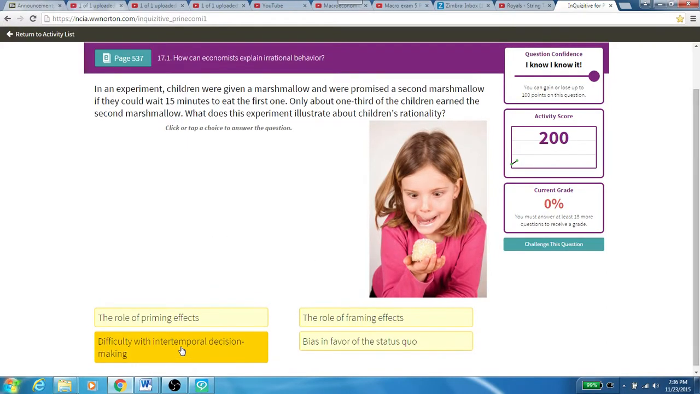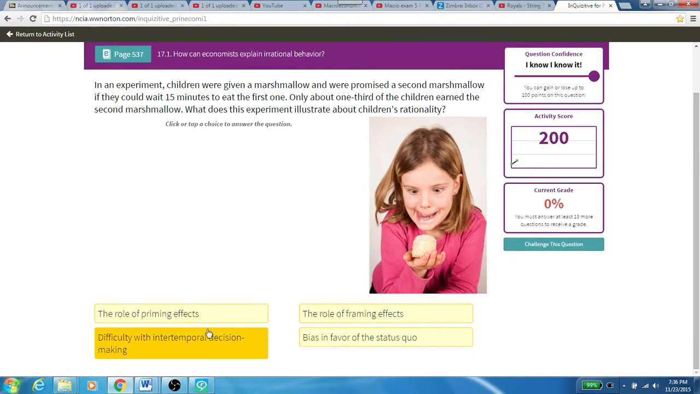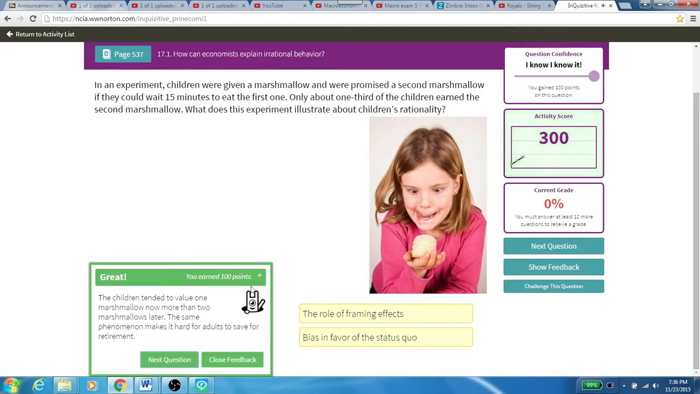We could either have $40 this week, or we could put it aside and become a millionaire in time, and many of us, even though we say we'd like to be wealthy, we have problems with hyperbolic discounting or intertemporal decision making.